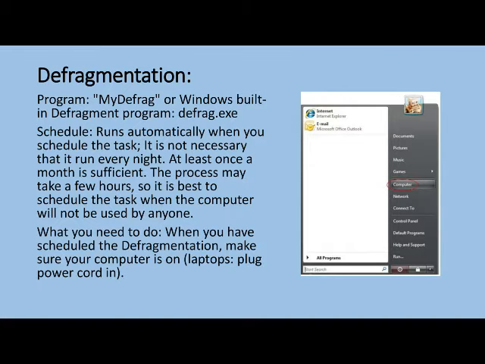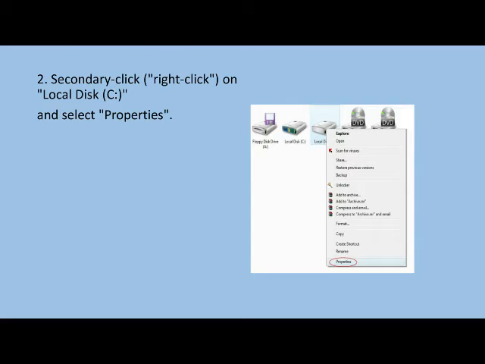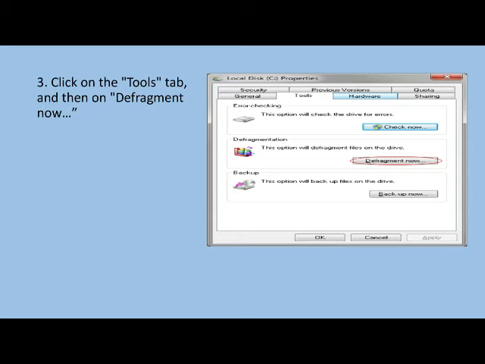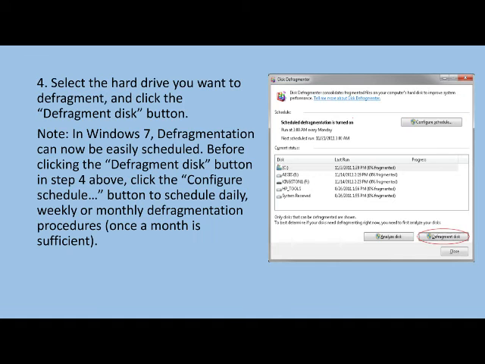The procedure for defragmentation of disks in Windows is as follows. Click on the Start button, then Computer. Right-click on local disk C and select Properties. Click on the Tools tab and then Defragment Now. Select the hard drive you want to defragment and click on the Defragment Disk button.